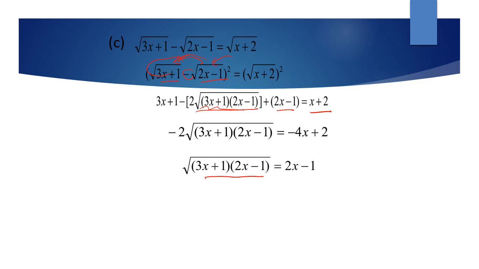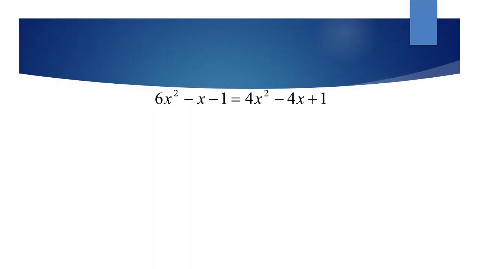So to eliminate this surd, we just have to square both sides. So after squaring both sides, we don't have any surds left. So expand everything. 6x squared minus x minus 1 on the left side, and on the right side is 4x squared minus 4x plus 1. So this one is a quadratic equation. So rearrange everything and let 0 be on the right side. So we have 2x squared plus 3x minus 2 equal to 0.